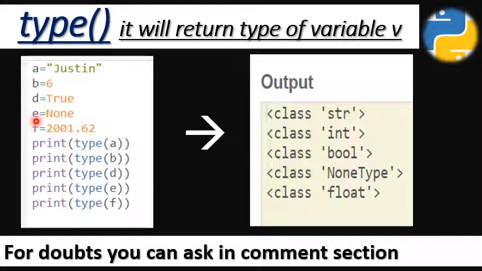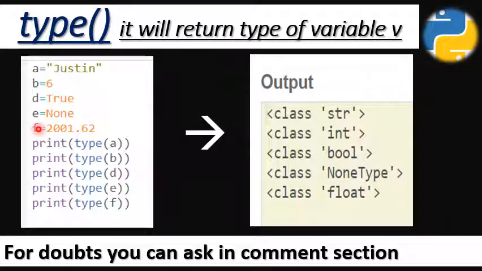Then again, in my variable E, I assigned the value None. None is of NoneType. So here I used print type of E. That means it will print the type of value assigned to variable E, which is class NoneType. It is showing that the value of the variable is of NoneType.